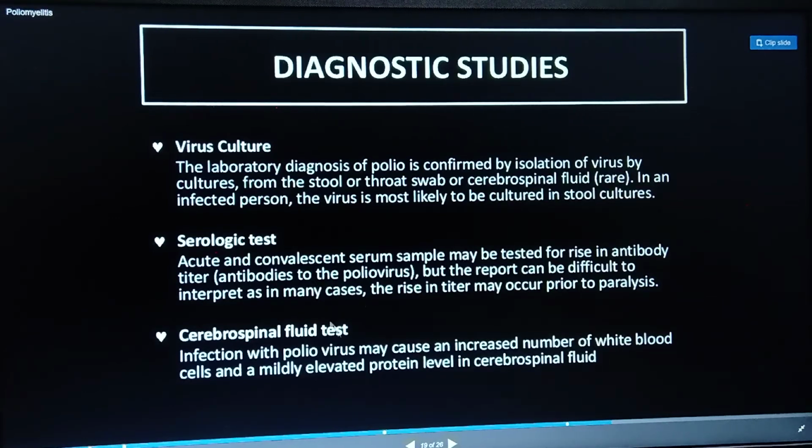Next one, the cerebrospinal fluid test. What are you going to look at? The number of white blood cells, because wherever infection is present, you will see that the protein level of the spinal fluid is elevated. Okay, why? Because the white blood cells automatically increase.